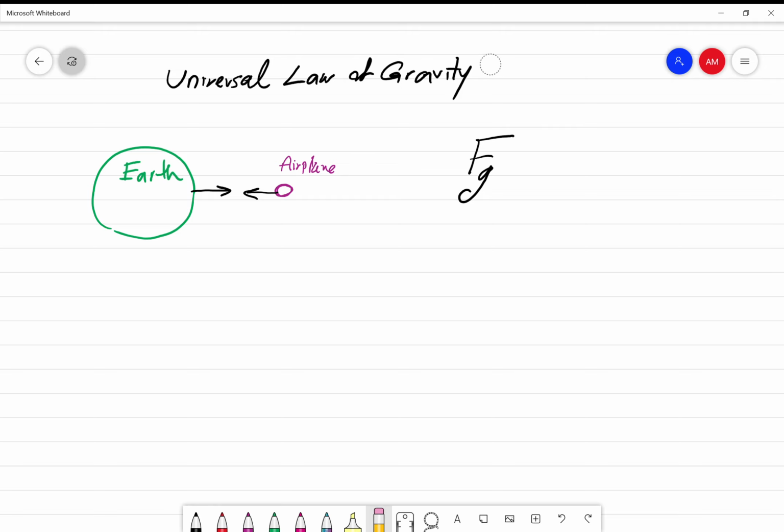So I should say the name of the law is the universal law of gravitation. The force of gravity between any two objects that exist in the universe is equal to the number G, which is a constant number, times mass of object number 1 times mass of object number 2 divided by the distance between them squared.